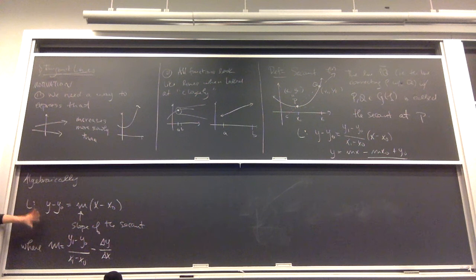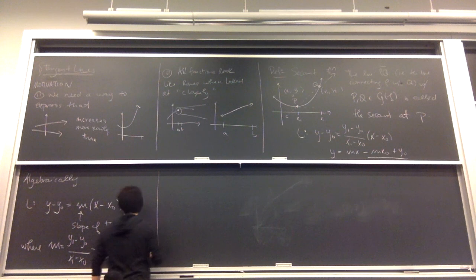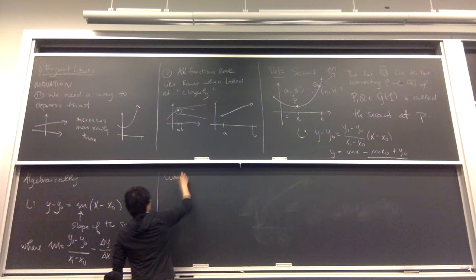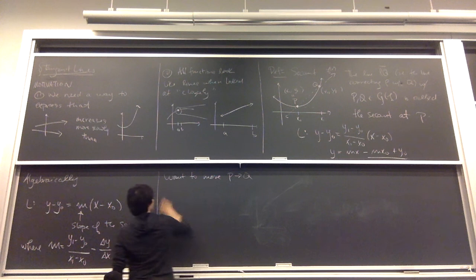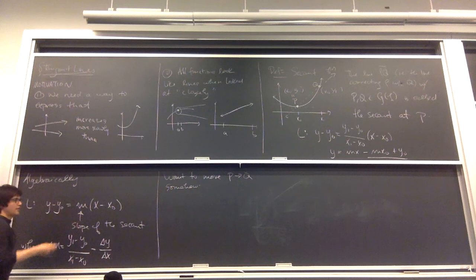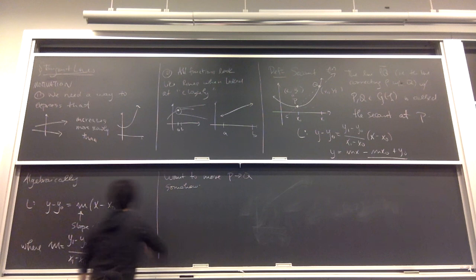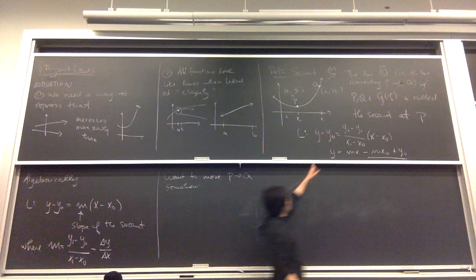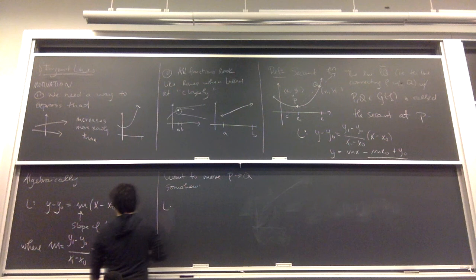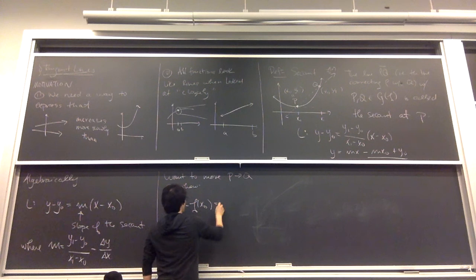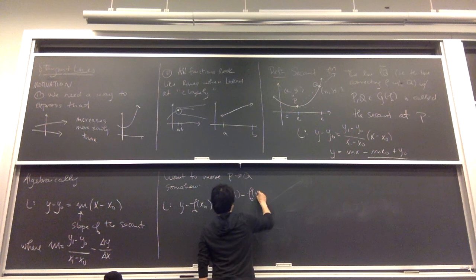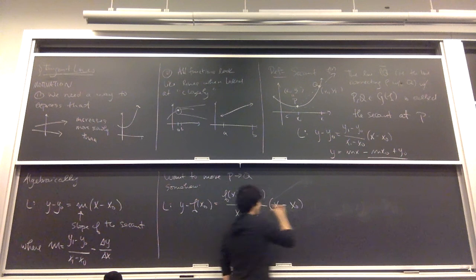So what do I want to do? I want to move P into Q somehow. Okay, so I'm going to use then this x0 and x1. So how can I write everything in terms of just x0 and x1? Well, I'm going to replace these y's with function applications. So we have L, the line: y minus f of x naught is equal to f of x1 minus f of x naught over x1 minus x naught, times x minus x naught. So that's the point-slope equation of the line.